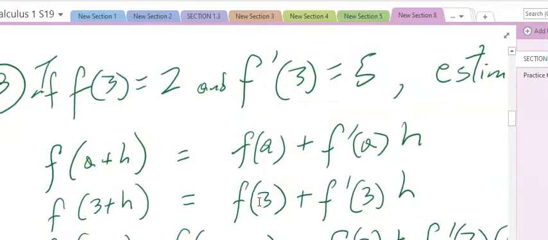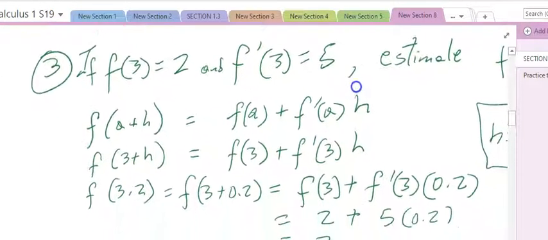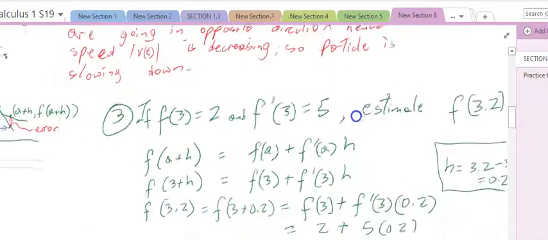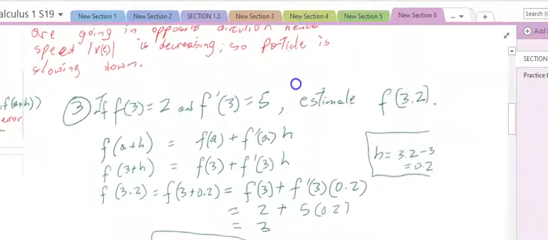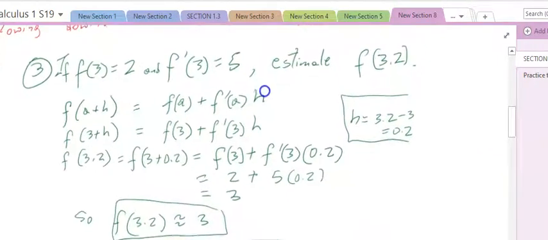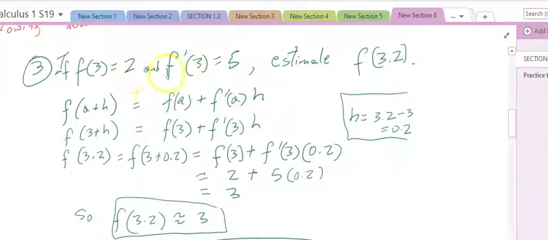So our question is, if f of 3 is equal to 2 and f prime of 3 is equal to 5, estimate f of 3.2. So let's do that right now. Remember, our f of a plus h was approximately equal to f of a plus f prime of a times h based on our estimation. So we're using f of a plus f prime of a times h to estimate our f of a plus h.